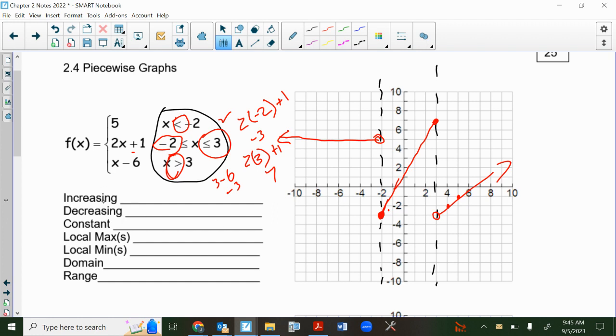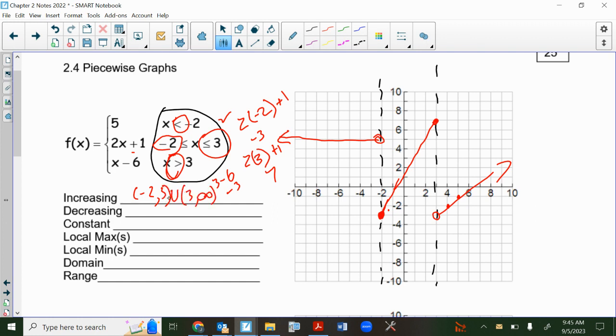All right, so now we've actually been doing this already. We just weren't necessarily graphing them, but it's good practice to remember how to write increasing, decreasing, constant, local max and mins, and then domain and range. Okay, so increasing, you look at this graph and they are increasing from negative 2, I'm sorry, not negative 3, negative 2, up to 3, and then it increases from 3 to infinity.